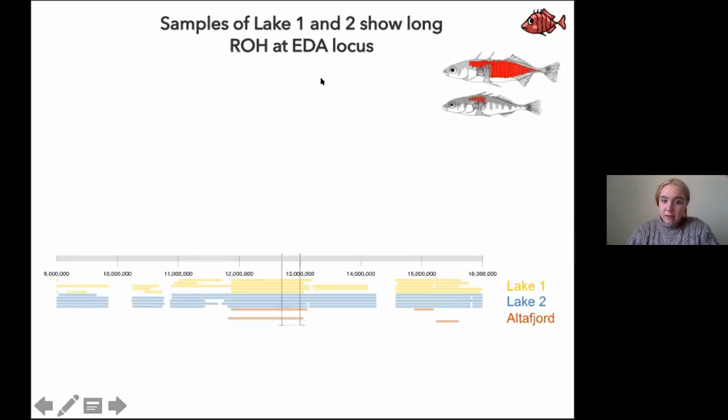So here we look at the EDA locus again. To remind you, this is the locus that is coding for 70% of the variants in plate morphology. We look at a wider region here on chromosome 4, which is spanning the EDA locus. It goes from 9 to 16 MB. For each individual, we have one row where these bars represent the runs of homozygosity within this region. And for Lake 1 and Lake 2, you can see that they span almost the entire region.